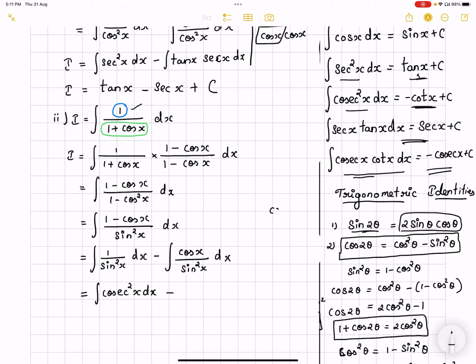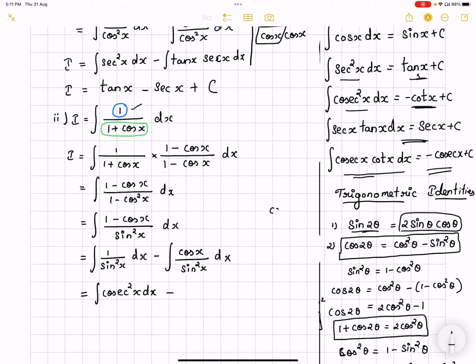That's it. Hope you understood. Now I'm moving on with the next one. We had the numerator as 1 in these two problems. Now let me change the numerator, but still we would be rationalizing. So let me have a look at that.